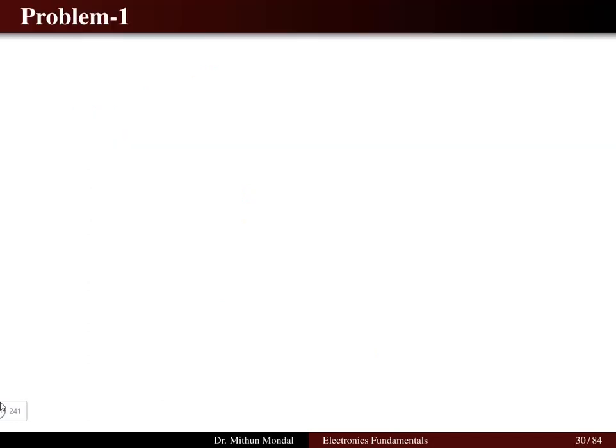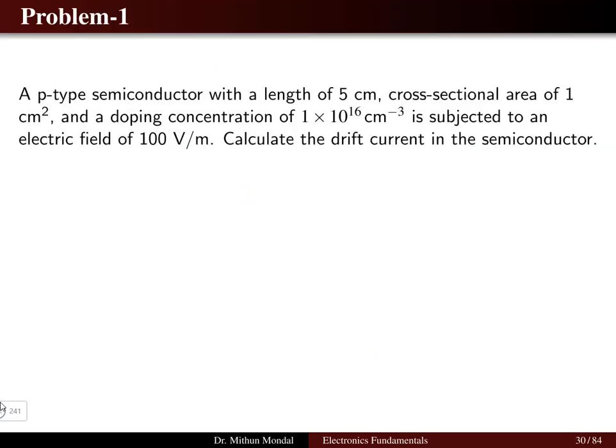Let us see one problem. If we have a p-type semiconductor, the length being 5 cm, cross-sectional area 1 cm square, and a doping concentration of 1 into 10 to the power 16, which is subjected to an electric field of 100 volt per meter, calculate the drift current in the semiconductor.